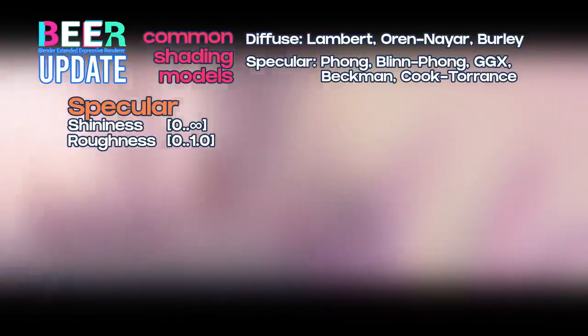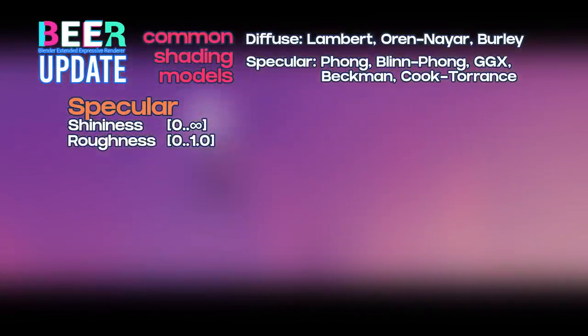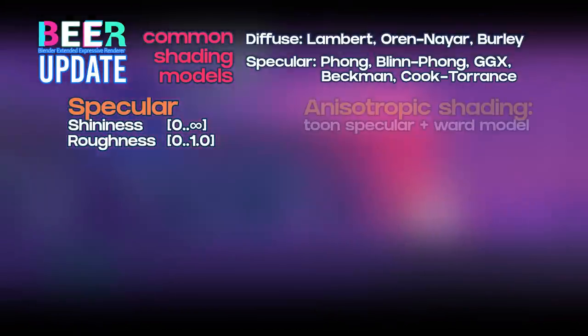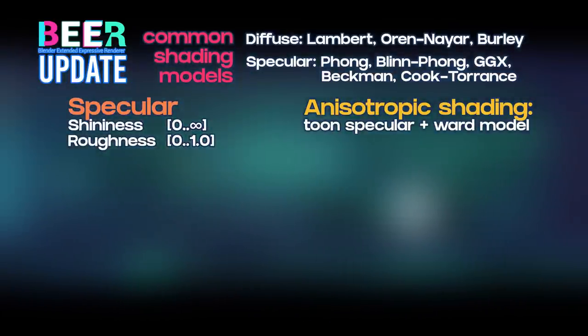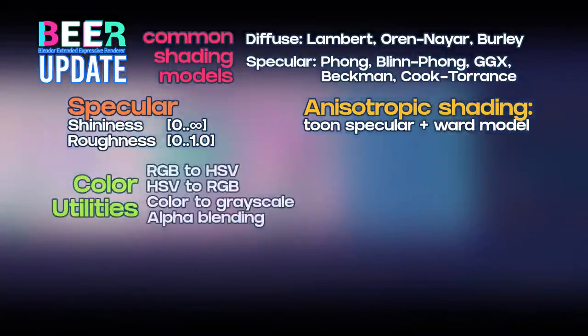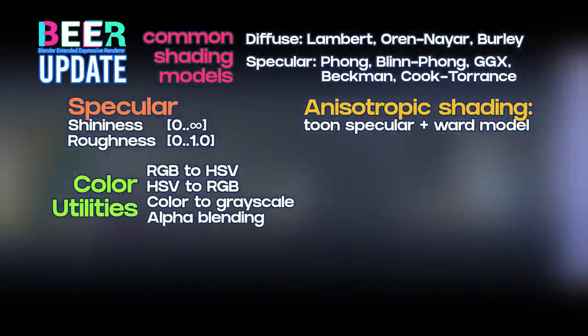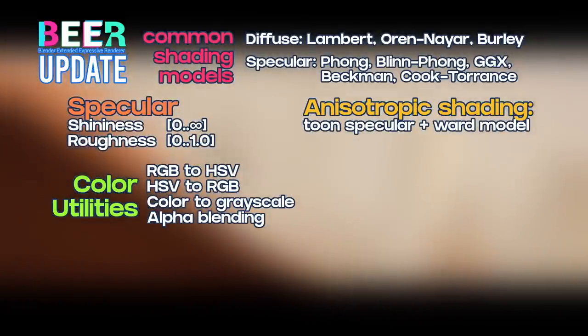Speculars now use a roughness parameter instead of shininess. The shininess parameter can go to infinity. Roughness has a range of 0 to 1. Next, Malt has a Toon Specular and a Ward model for anisotropic shading. For basic color utilities, Malt has RGB to HSV conversion, HSV to RGB conversion, color to grayscale, and alpha blending.